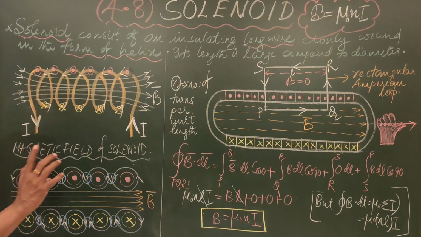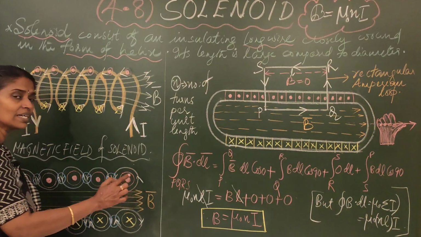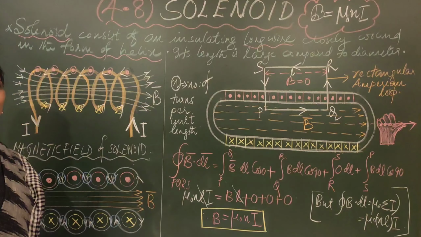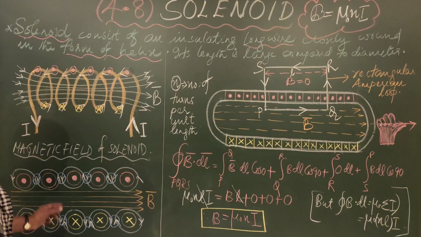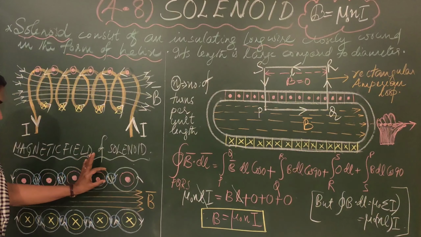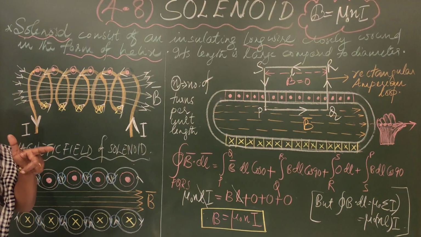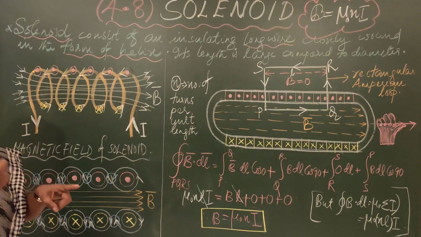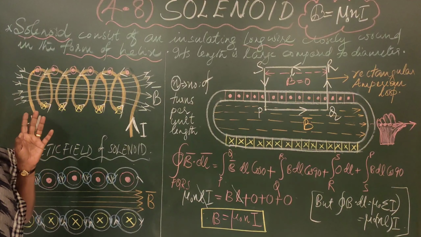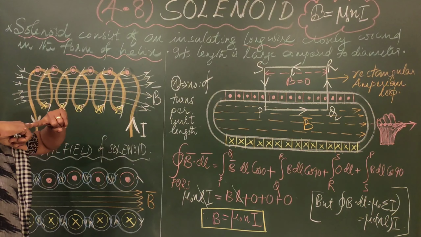One more thing, for each circle the tangent shows the direction of the magnetic field. So the blue circles, look at the blue circles. The blue circles show that the direction of the magnetic field is opposite to each other. Means tangents will be directed opposite to each other. So opposite tangent means what?